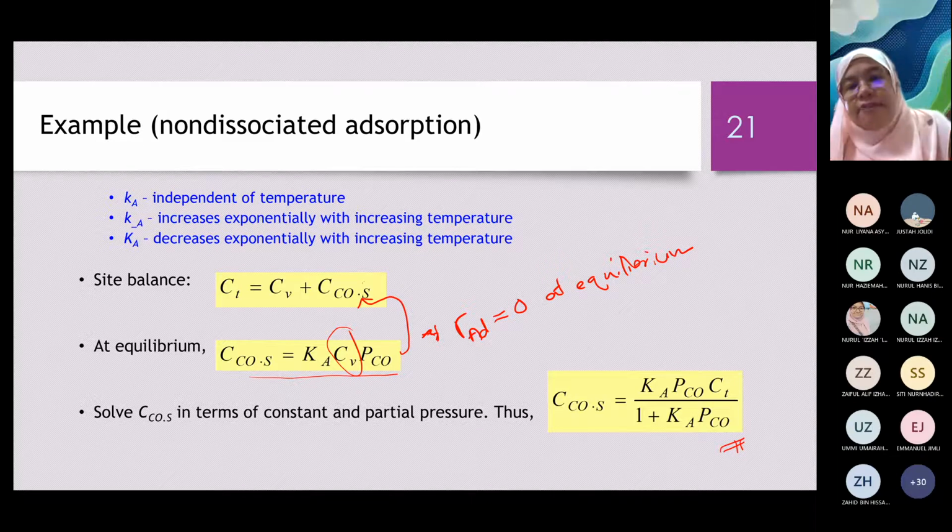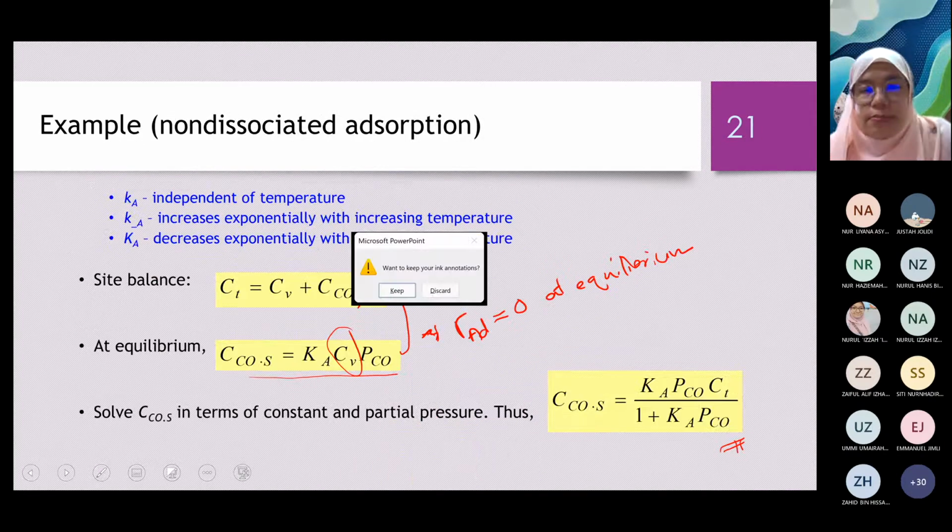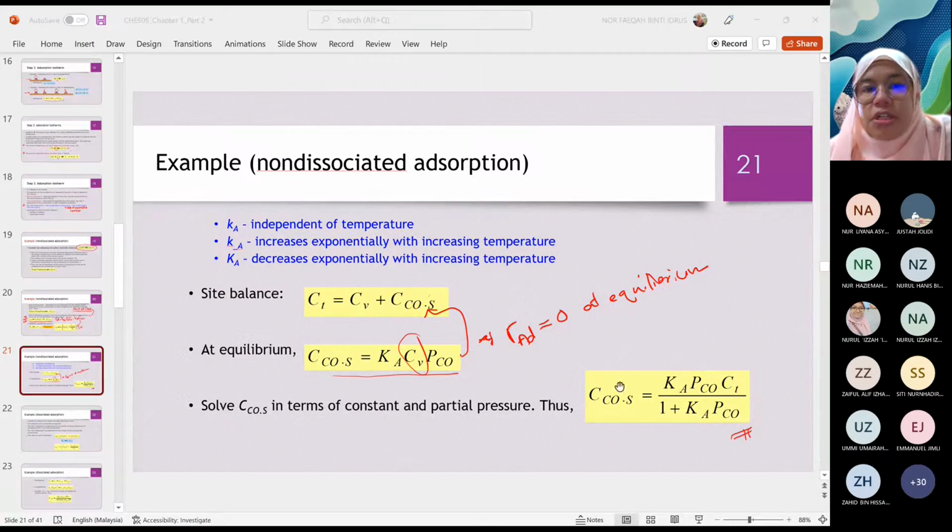Okay, sebenarnya saya ada file lain yang saya nak tunjuk, untuk lebih clear on how to derive the adsorption isotherm. So this is step by step on how you can derive the adsorption isotherm. The same example, the reaction in gas phase, so that's why saya tulis gas here. S active site, CO·S.